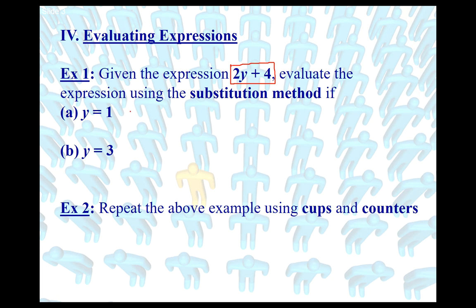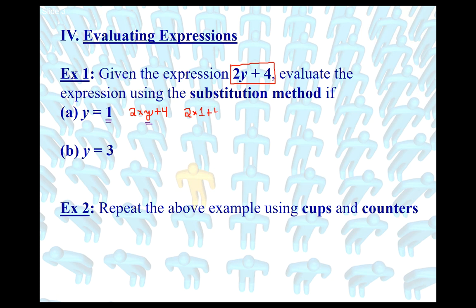So that would be 2 times y plus 4. Okay, so that's step 1. Step 2, we're going to do a substitution. The substitution is I'm just going to take the y equals 1 and replace the y in the expression with that value. So when I do that, I would then get 2 times 1 plus 4.